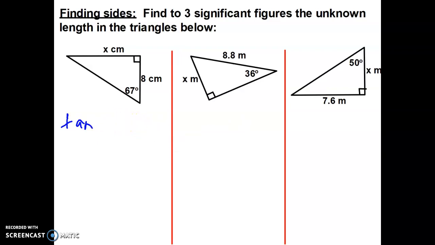All right, the angle that we're finding the tangent of here is 67, and I know that tangent is opposite over adjacent. Now I want to get that x by itself, so I'll multiply by 8 on both sides.